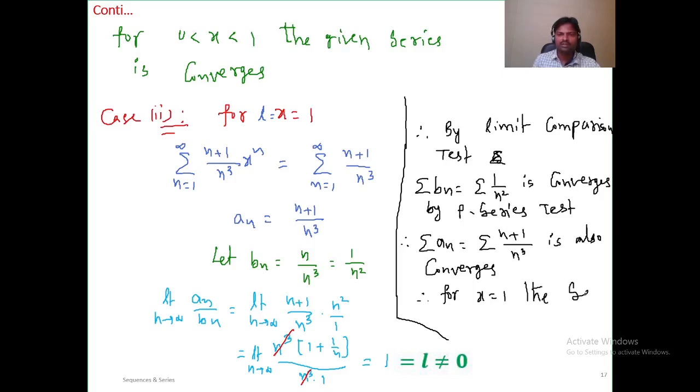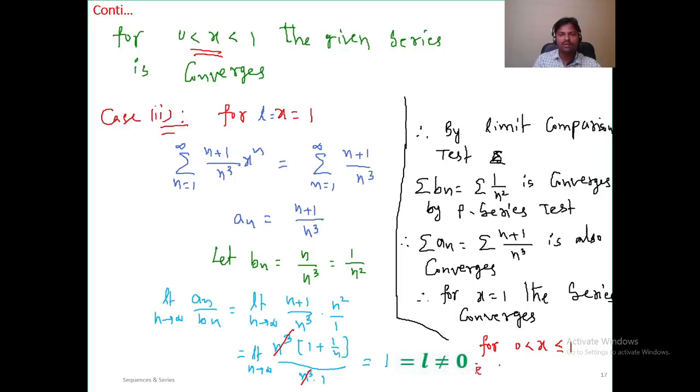Okay, the series converges. So for x is 1, the series converges. So therefore overall comment is, what is the overall comment? Therefore for 0 less than x less than or equal to 1 now. From case 1 I got 0 less than x less than 1, right? But by case 2 for x is 1 it also converges. But for x is 1, we are not concluding by using the ratio test. We are concluding by using the limit comparison test. So by limit comparison test, x is 1 also, this given series converges. So overall for 0 less than x less than or equal to 1, the given series converges.